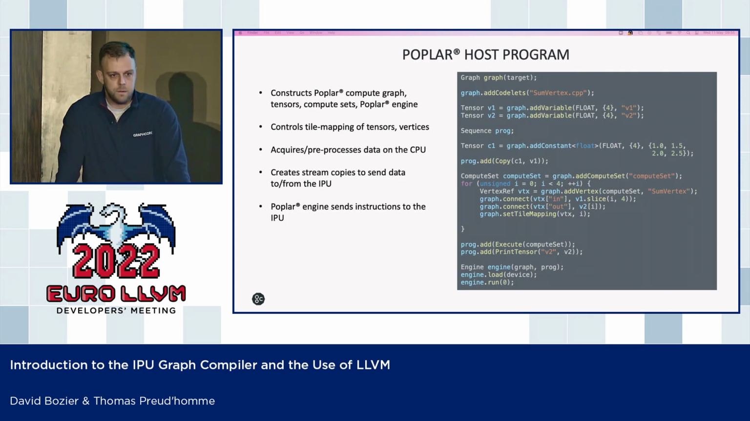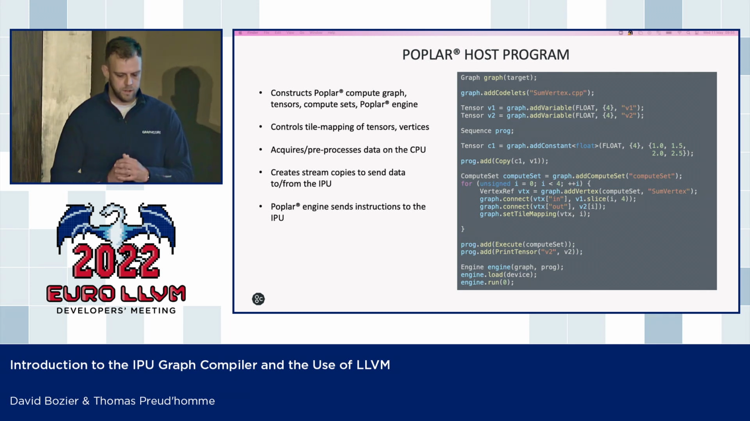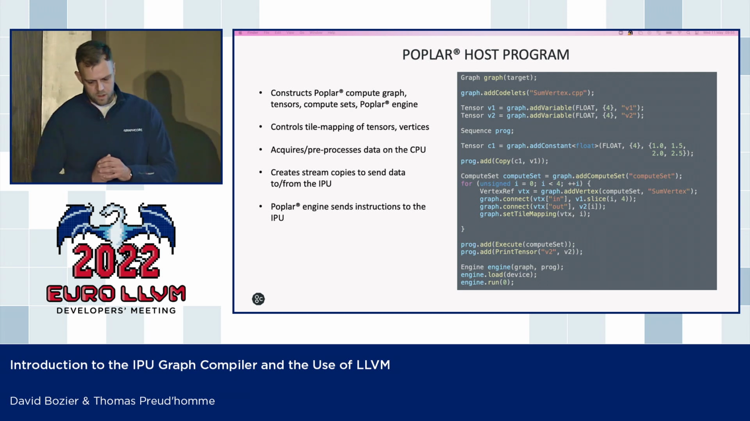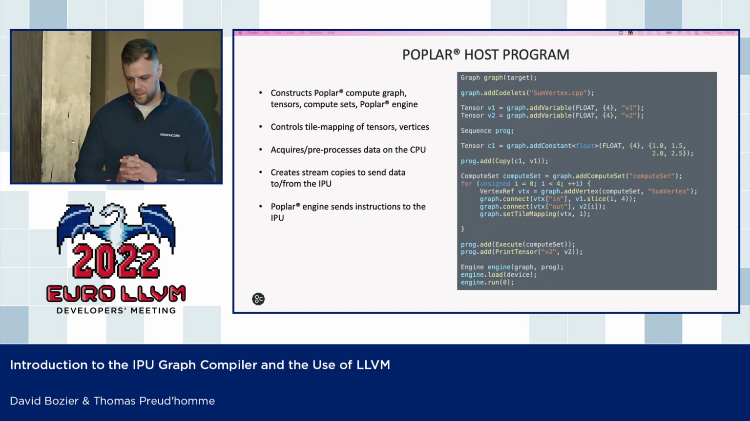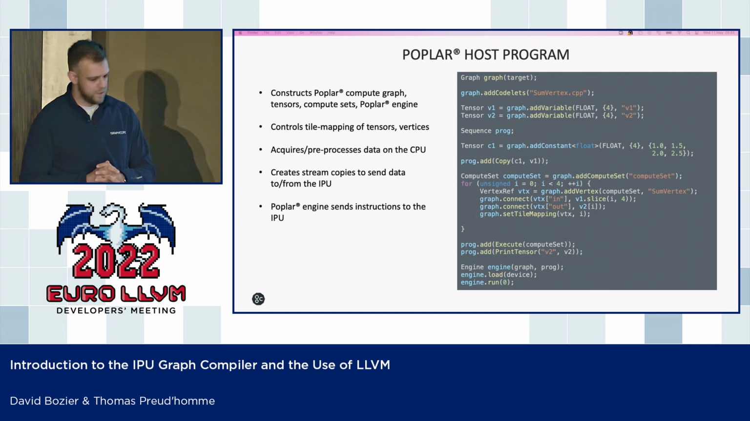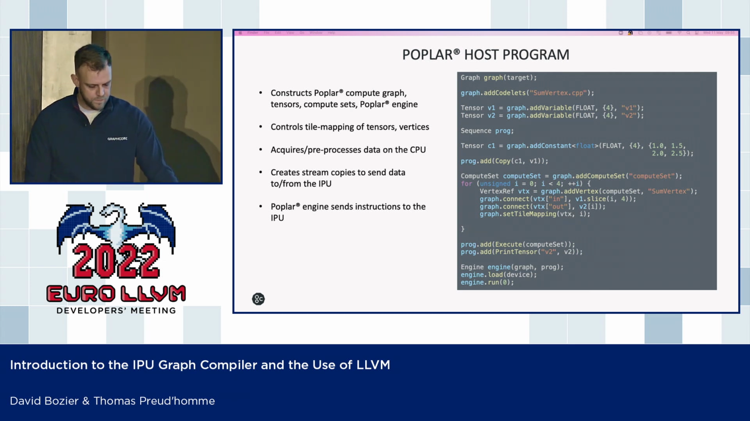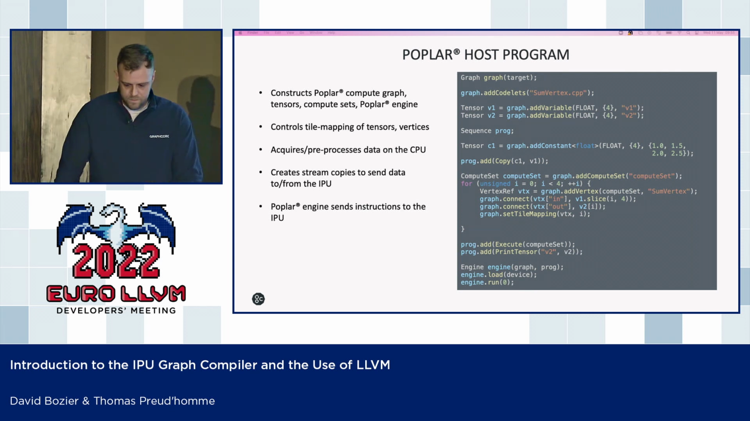So in our programming paradigm, we have code for both host and target device. The host program constructs a compute graph by defining and connecting the tensors and vertices, and then mapping them to the tile on the IPU. We also define control programs and compute sets for where we can execute things in parallel. Data is acquired and processed on the CPU, and then streams are used to send it to and from the device. Finally, at the end there, we have our graph engine, which will execute the compute graph.